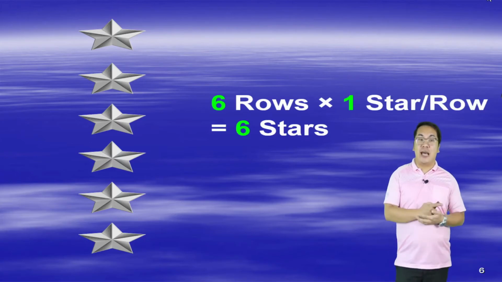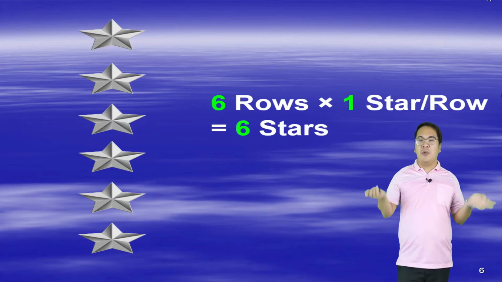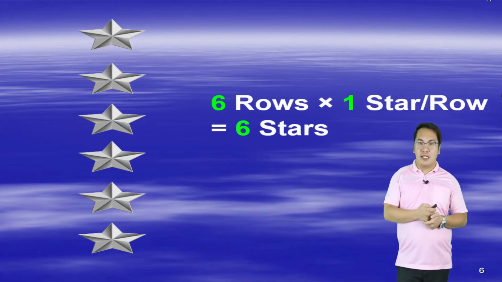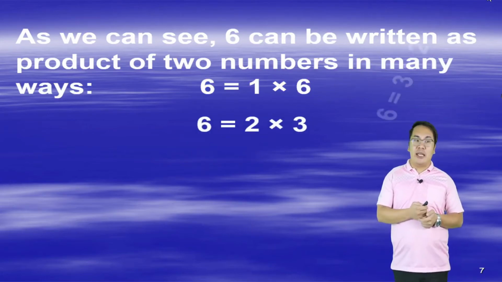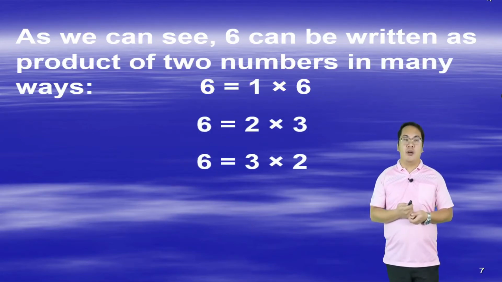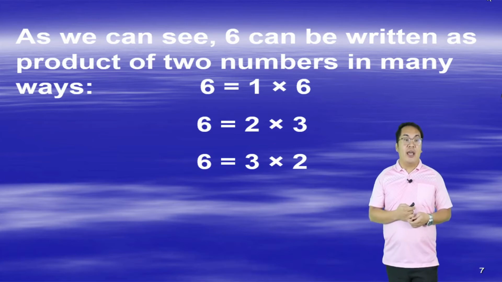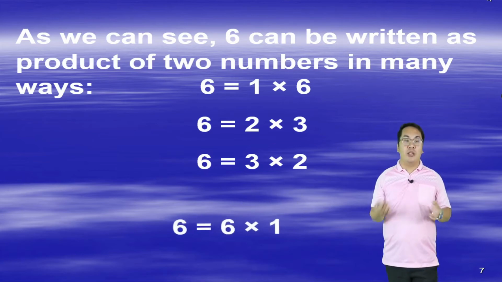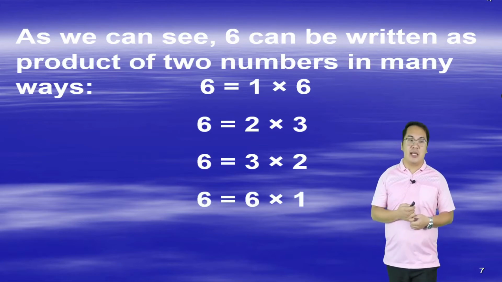This one is very easy for you, I know. Yes. So, we can say 6 rows times 1 star per row is equivalent also to 6 stars. What can we say about this presentation? We can say that 6 can be written as the product of 2 numbers in many ways. 6 is equivalent to 1 times 6, 6 is equivalent to 2 times 3, 6 is equivalent to 3 times 2, and 6 equals 6 times 1.